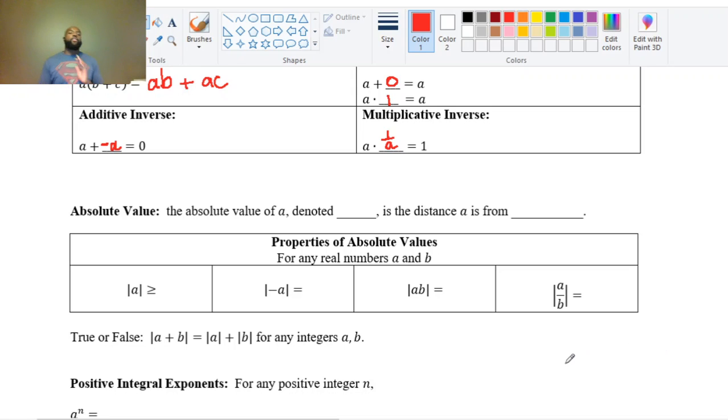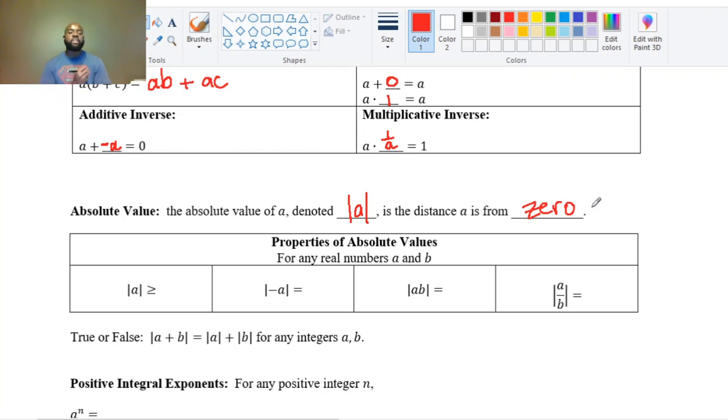Some other things that will come up periodically throughout the semester is the absolute value, right? Remember, if you want to do the absolute value of a real number A, it's denoted with the vertical bars, and basically absolute value is the distance of whatever you're taking the absolute value of from 0. So all you're doing is counting the number of units a value is from 0, okay?